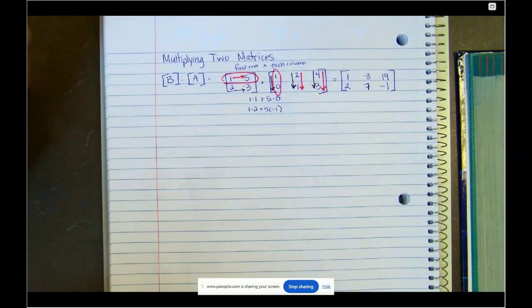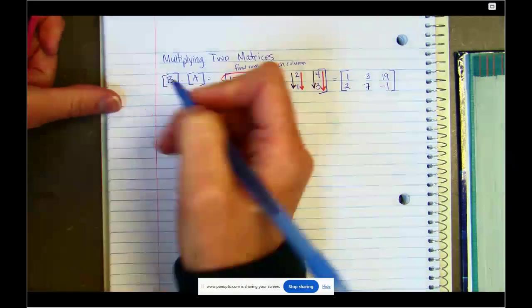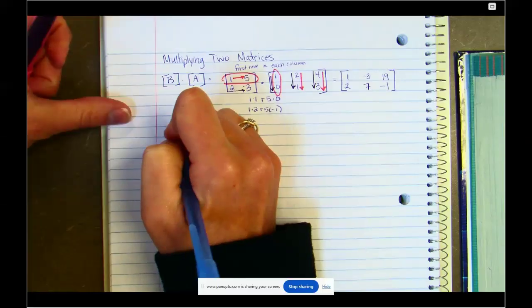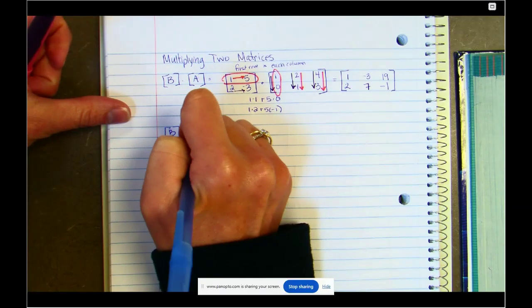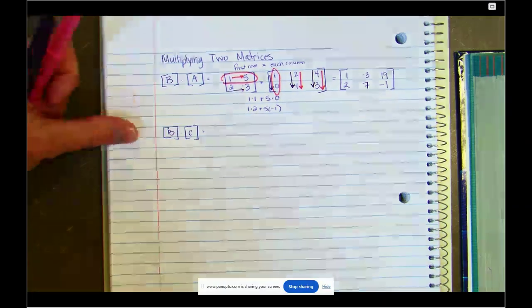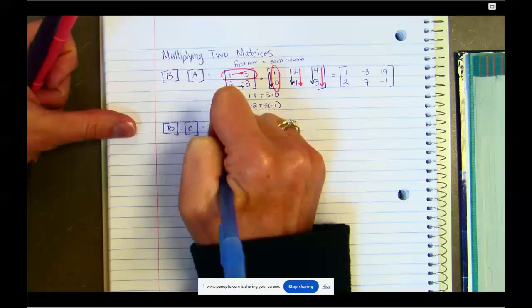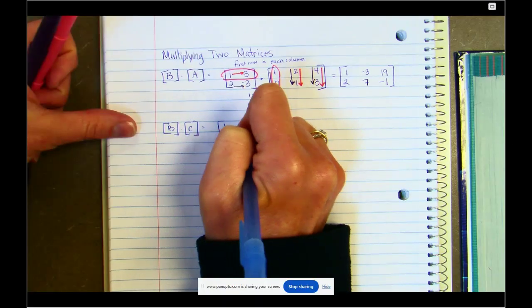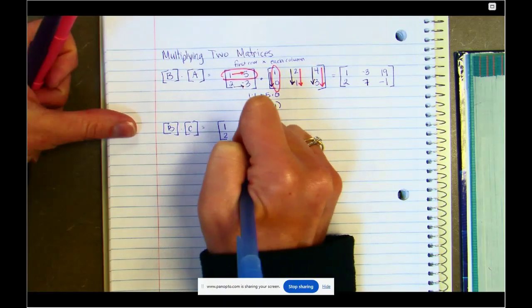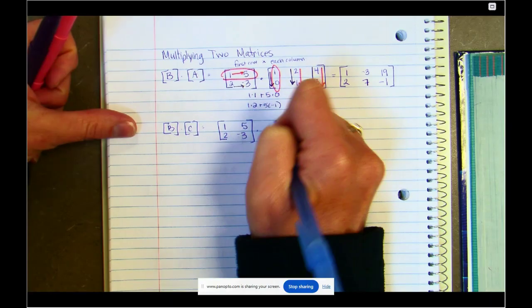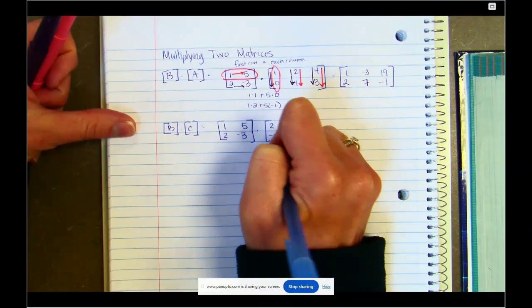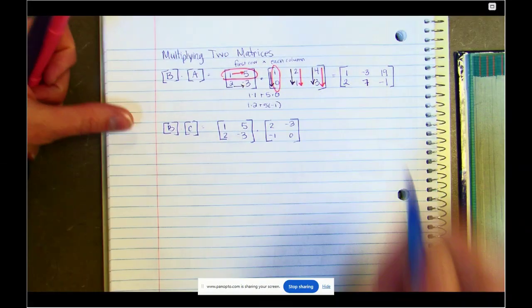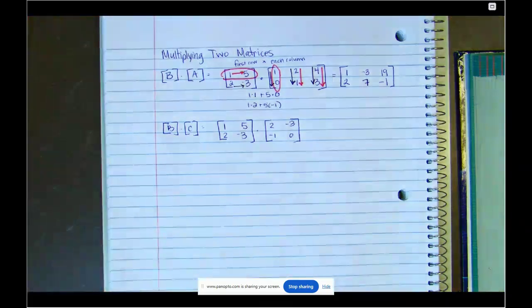Okay, now let me have you try this. I want you to multiply b times c. Okay, using the same b and c that we had. So we've got 1, 5, 2, negative 3, and 2, negative 3, negative 1, 0. Okay, I want you to try that multiplication for me, please.